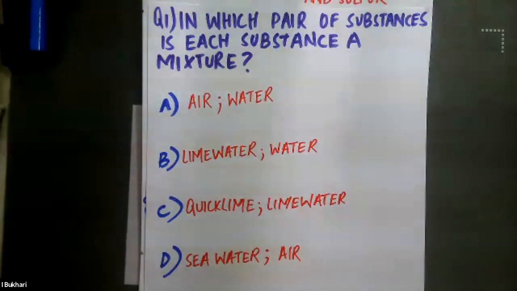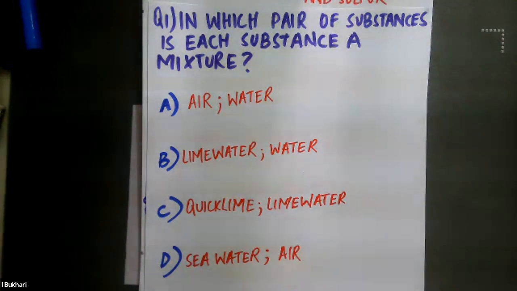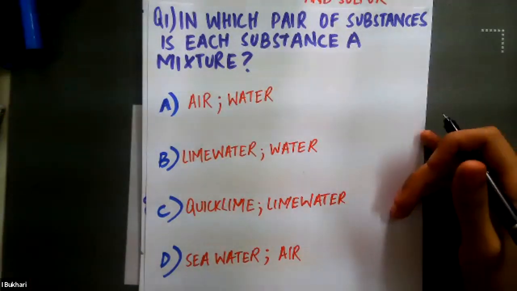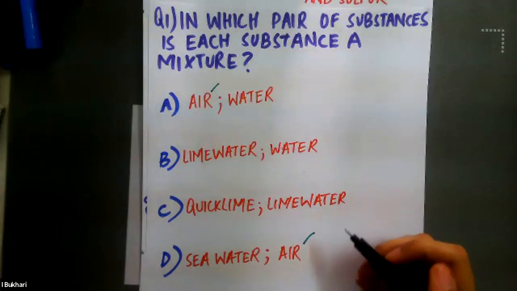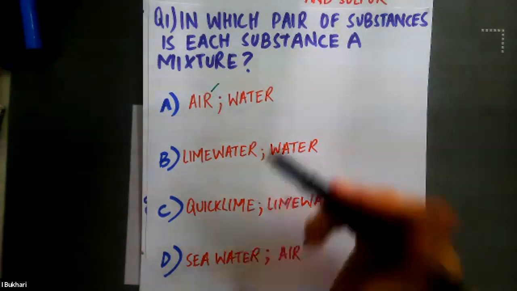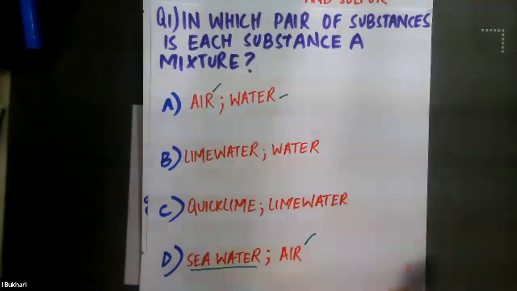My question is, in which pair of substances is each substance a mixture? Momina, no, Abdul Rahman, do you want to answer? Air is a mixture. In all these options, we have air here and here. But the question is asking which pair of substances are both mixtures. So is water a mixture or is seawater a mixture, Abdul Rahman?